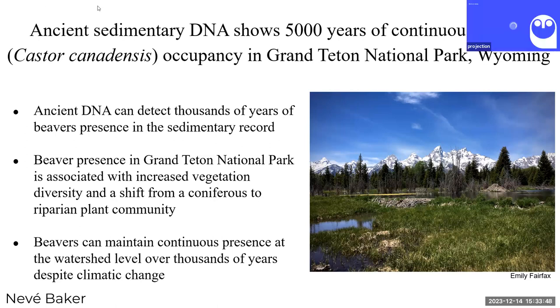And they seem to be able to maintain wetlands at the regional scale through extended droughts, which is really cool for thinking about climate change, because it shows that beavers might be able to control the environment enough that they can provide refugia for plants and animals.